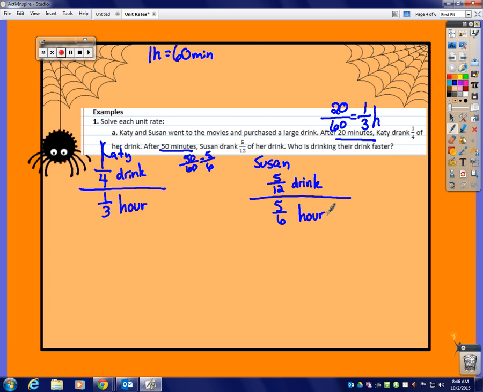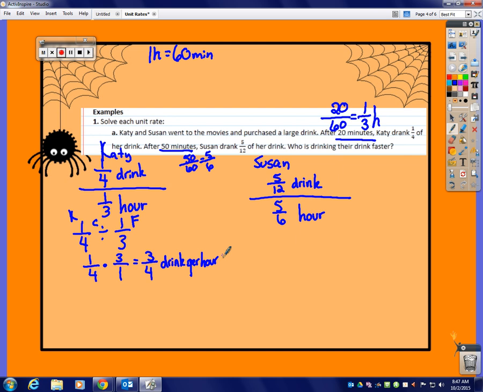All right, so now we're going to turn these into a unit rate and then see who drank their drink faster. So remember, top in, bottom out. 1/4 goes on the left, 1/3 goes on the right. Our strategy is keep it, flip it, change it. 1/4, 3 over 1, change it, top times top, bottom times bottom. I get 3/4 of the drink for 1 hour. Okay, so Katie drank 3/4 of her drink for 1 hour.